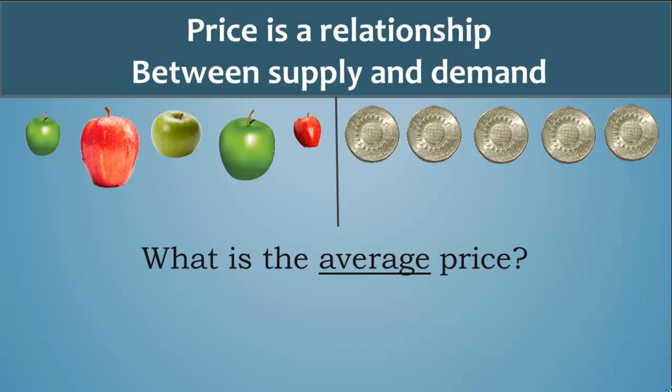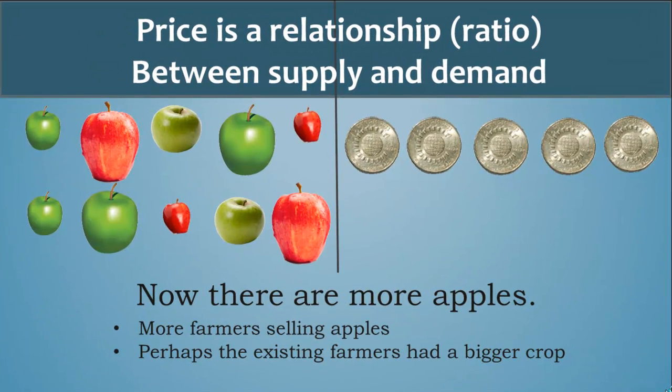What was the average price? $1. But just as the quantity of money can change, so too can the number of apples being sold. Now there are more apples. Maybe more farmers are selling apples. Or maybe the farmers who are selling apples had a bumper season and more apples grew on their trees. So they bring to the market all the apples that they have and offer them to the people who have money to use to buy apples.